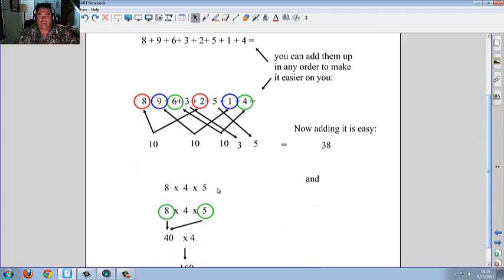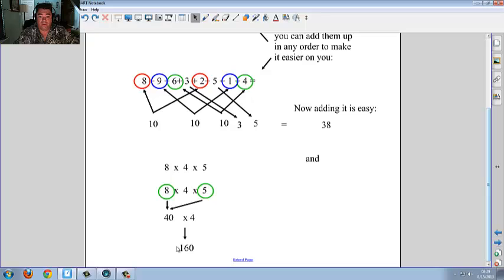Here, 8 times 4 times 5, it really doesn't matter what order I put them in. I could take 8 times 4, which makes 32, but then 32 times 5 is kind of difficult. However, if I take 8 times 5, which is 40, 40 times 4, well, 4 times 4 is 16, so I add a 0 to make 160.